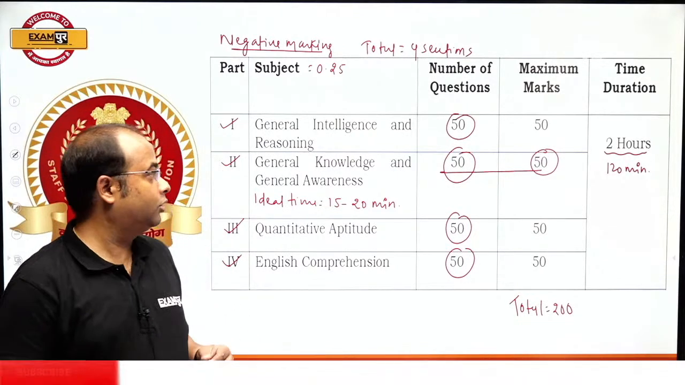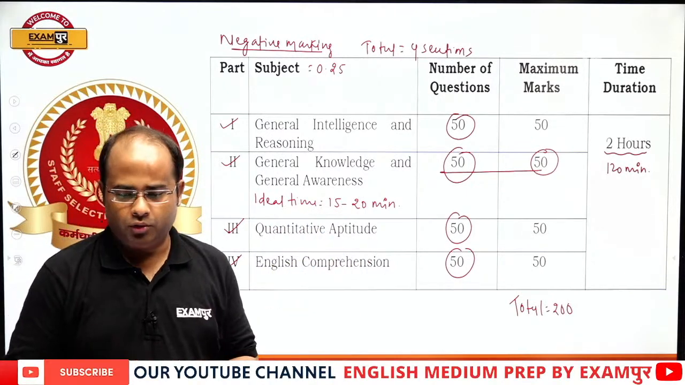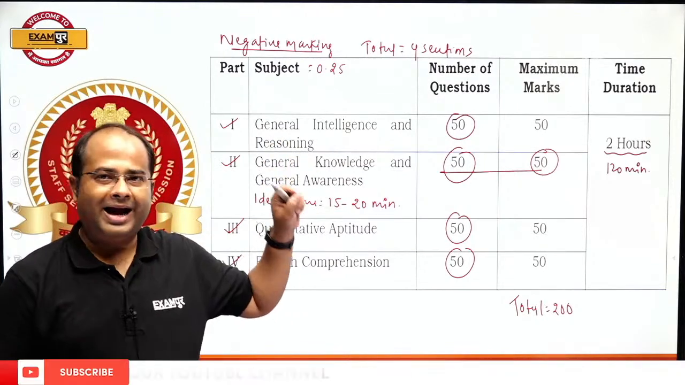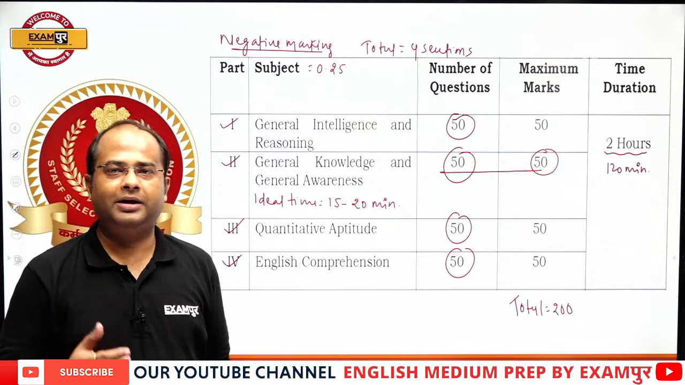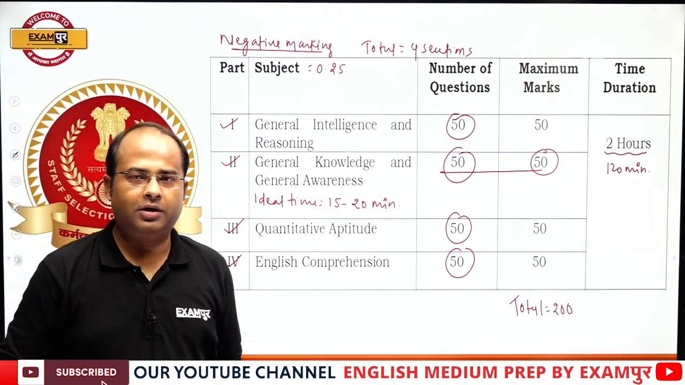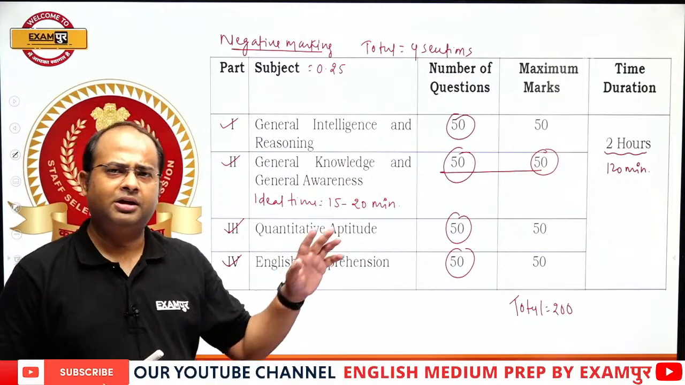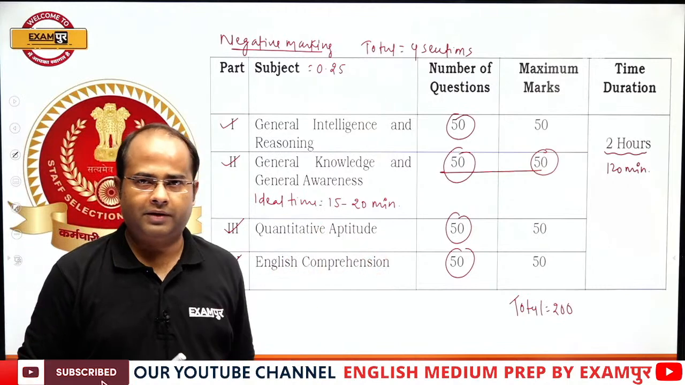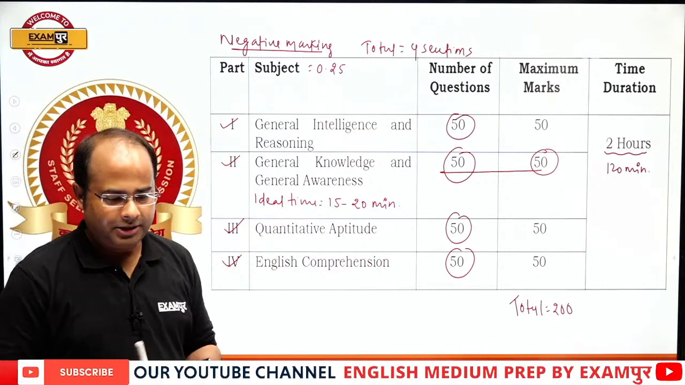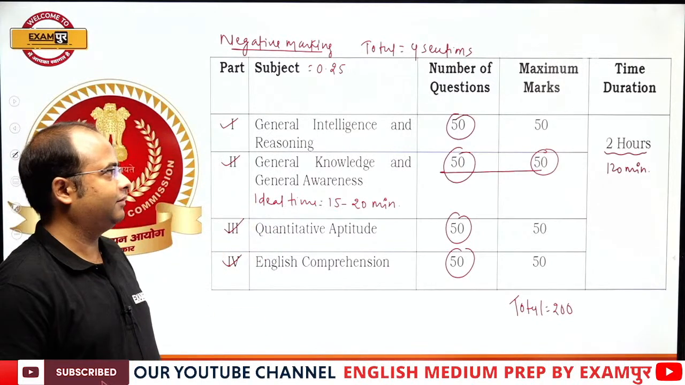So good morning everyone. And the ideal time to solve this section will be 15 to 20 minutes. Why am I saying so? Because the maths and English are a bit calculative in nature. Maths is a bit calculative and English has long passages. So the ideal time will be 15 to 20 minutes. In this, it is very easy to solve the 50 questions. So the ideal time is 15 to 20 minutes for the general knowledge and general awareness section.